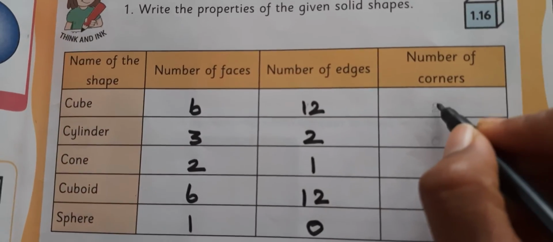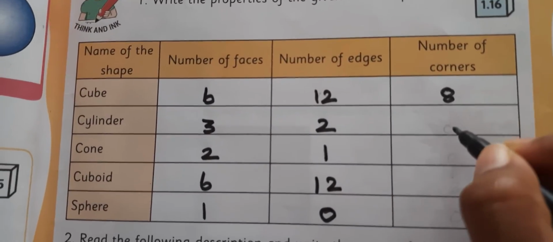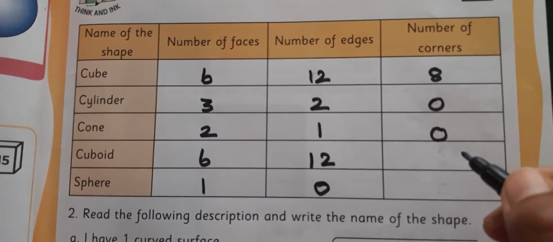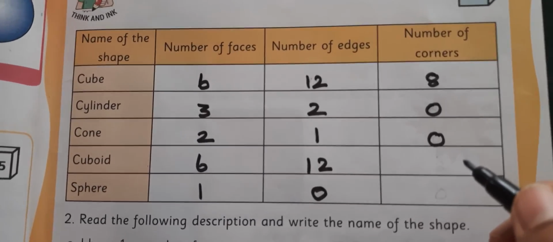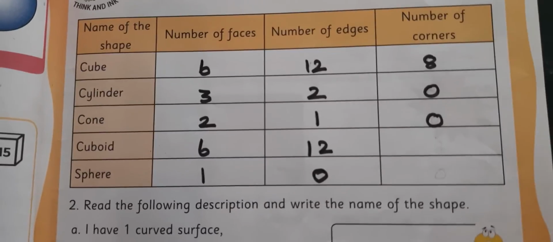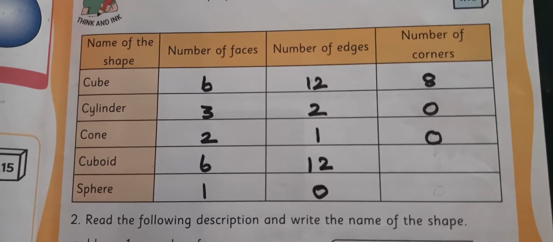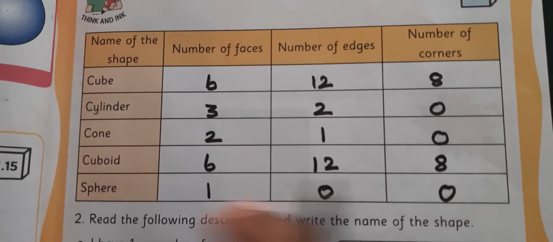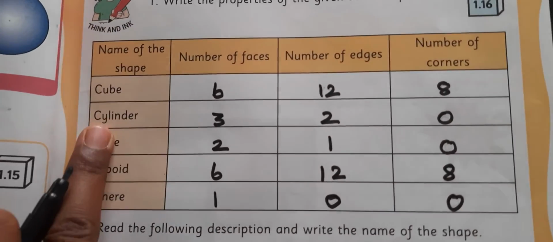Okay. Number of corners. 8. Cylinder. No. Cone. No. Because corners mean we need the edges. In edges, we want the straight edges. Okay. 8, 0. So these are the properties of the solid shapes.